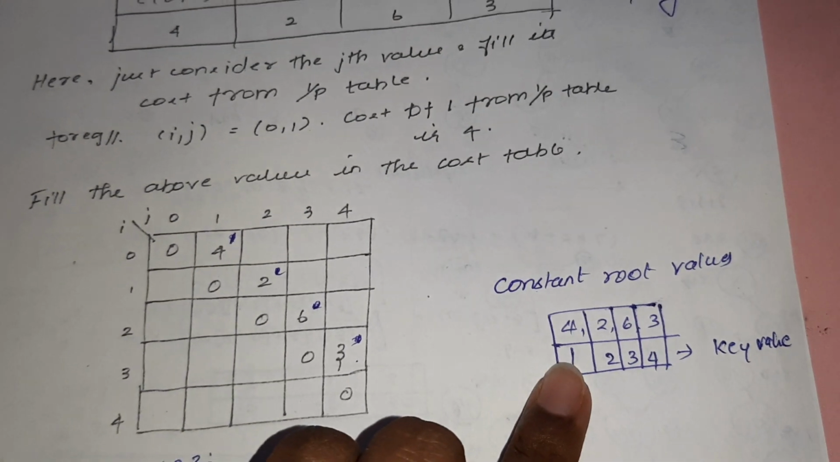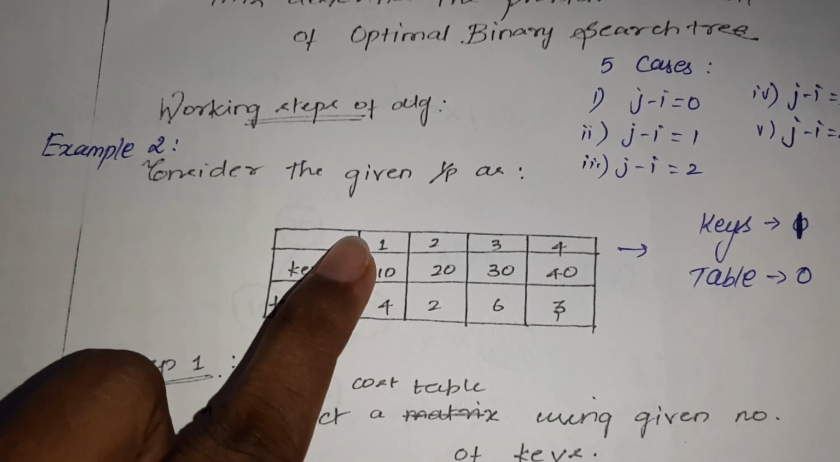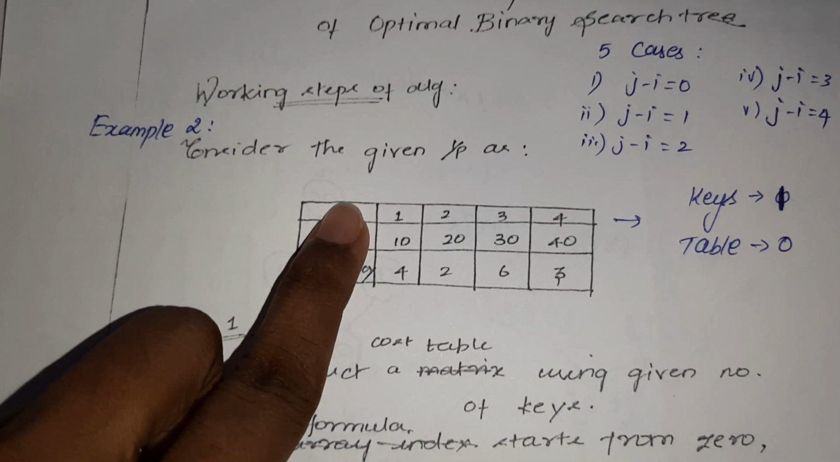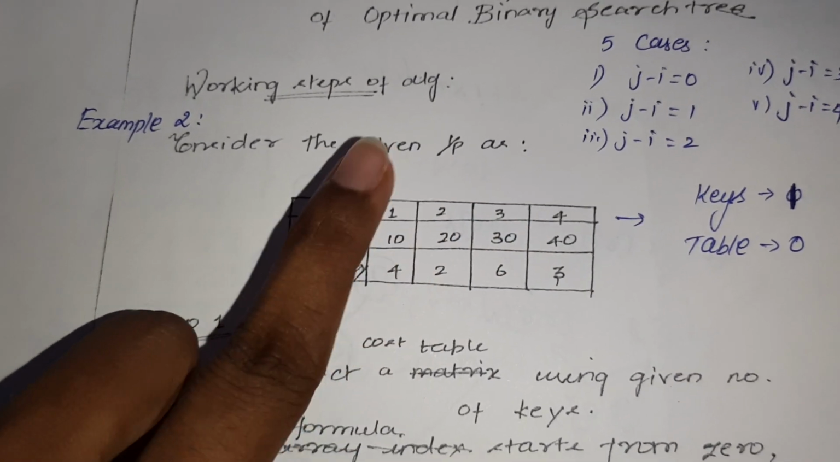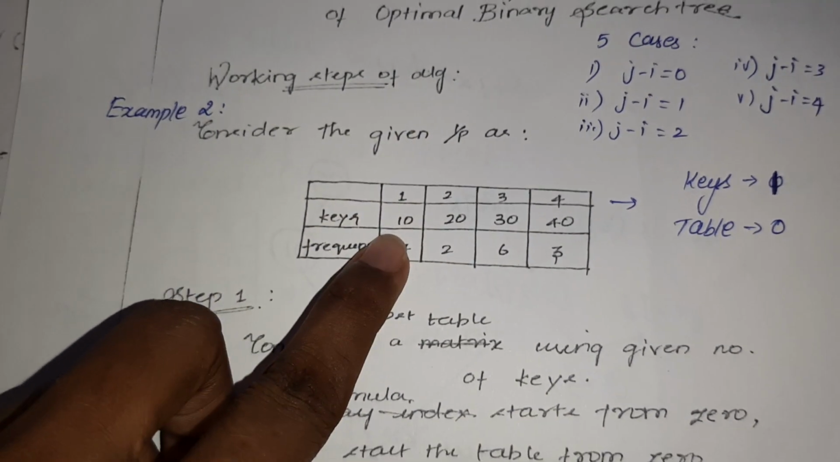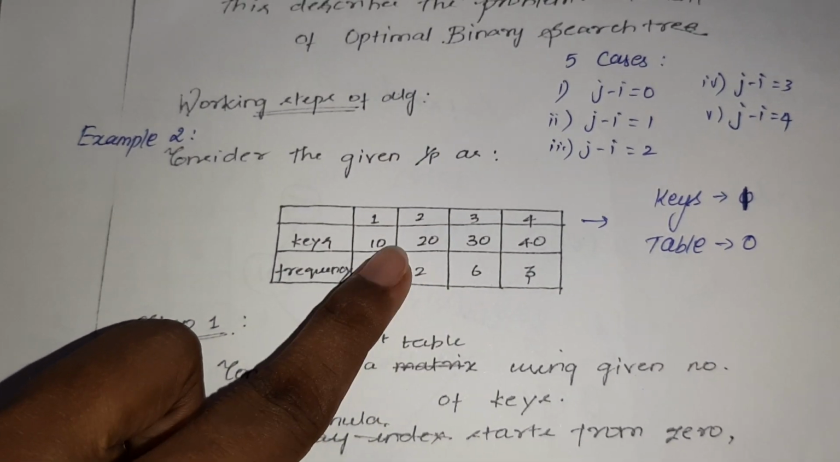So where is the key value for this one? 4 should be 1. Okay, the key value is 10, but according to this we can take it as the first key value, second key value. The value is this one. The key is number 1, the key is number 2. Okay, like that you should remember.